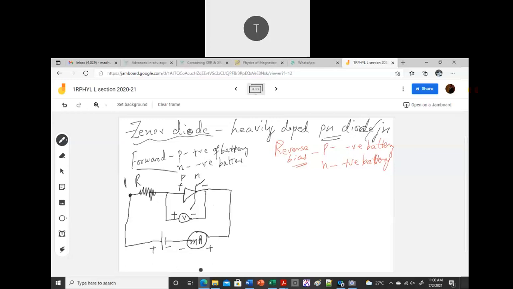So I will call this 1 and this 2. Okay, so normally this is just for your reference. You don't have to worry, this is just for reference. So this is the forward bias.